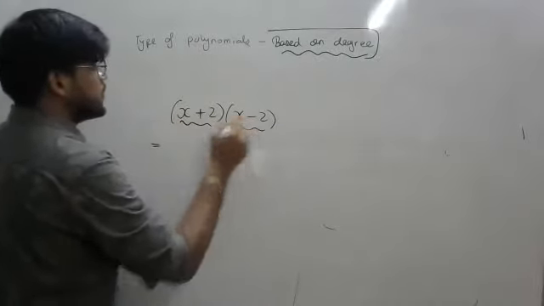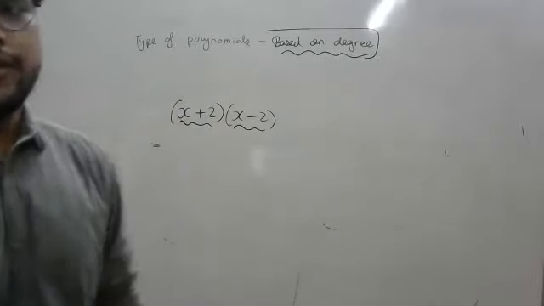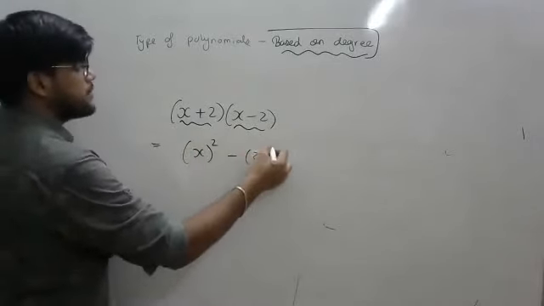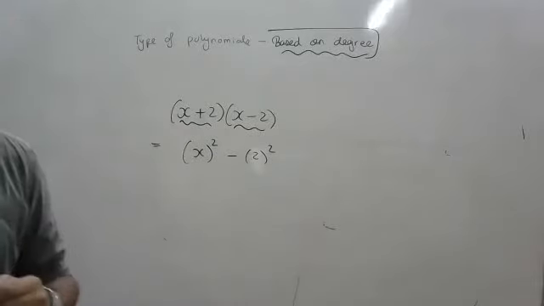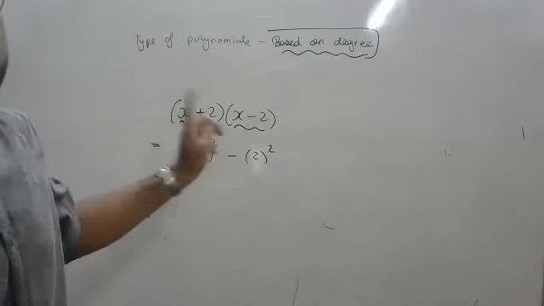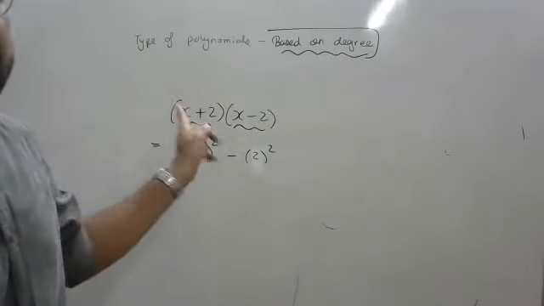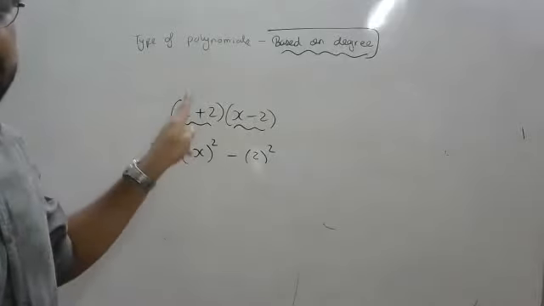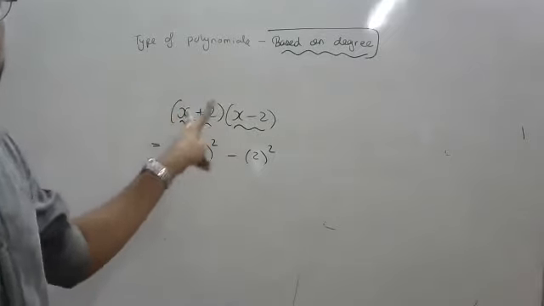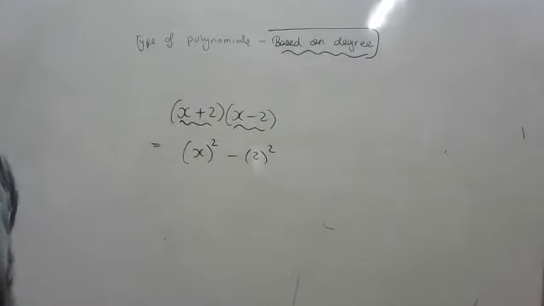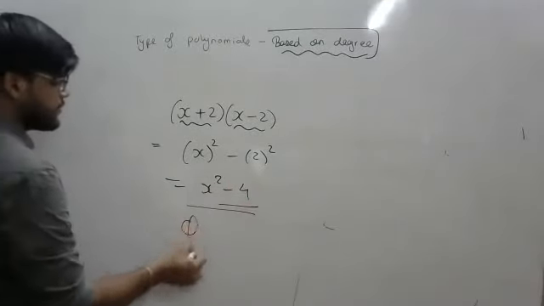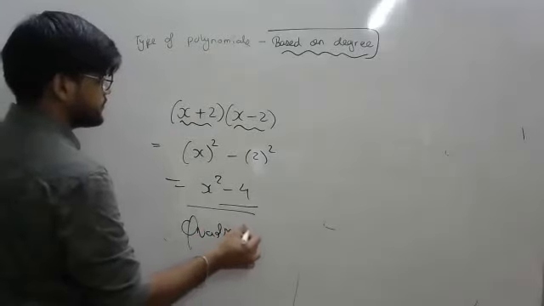x square minus 4. Very good. So a plus b, a minus b is a square minus b square. This is the identity which we have already covered in your class 8 and 9 both. x plus 2, x minus 2 gives x square minus 2 square. When it is a plus b, a minus b, the formula is a square, the square of the first term and the square of the second term with a minus sign in between. So it would be x square minus 4. And therefore it is a quadratic expression.